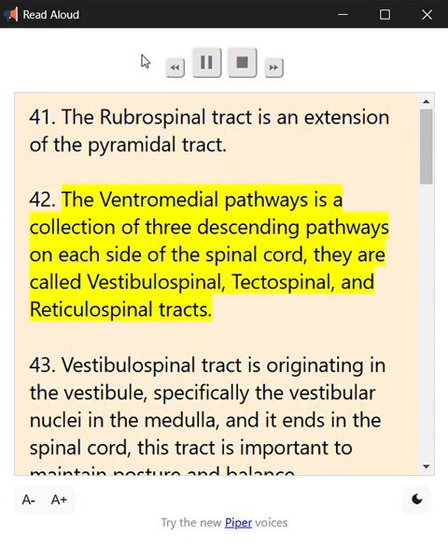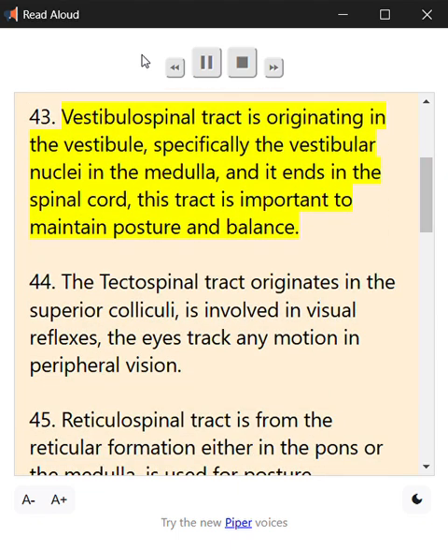42. The ventromedial pathways is a collection of 3 descending pathways on each side of the spinal cord. They are called vestibulospinal, tectospinal, and reticulospinal tracts. 43. Vestibulospinal tract is originating in the vestibule, specifically the vestibular nuclei in the medulla, and it ends in the spinal cord. This tract is important to maintain posture and balance.